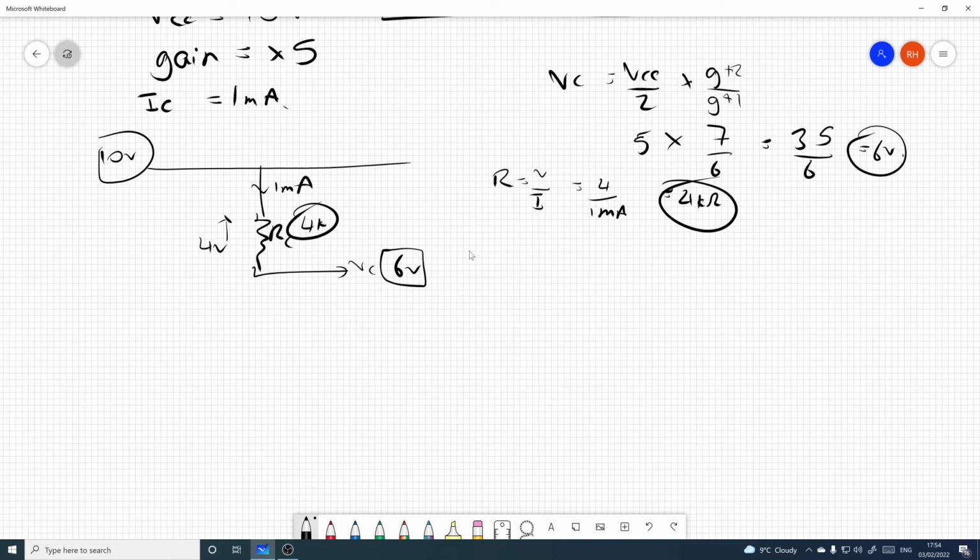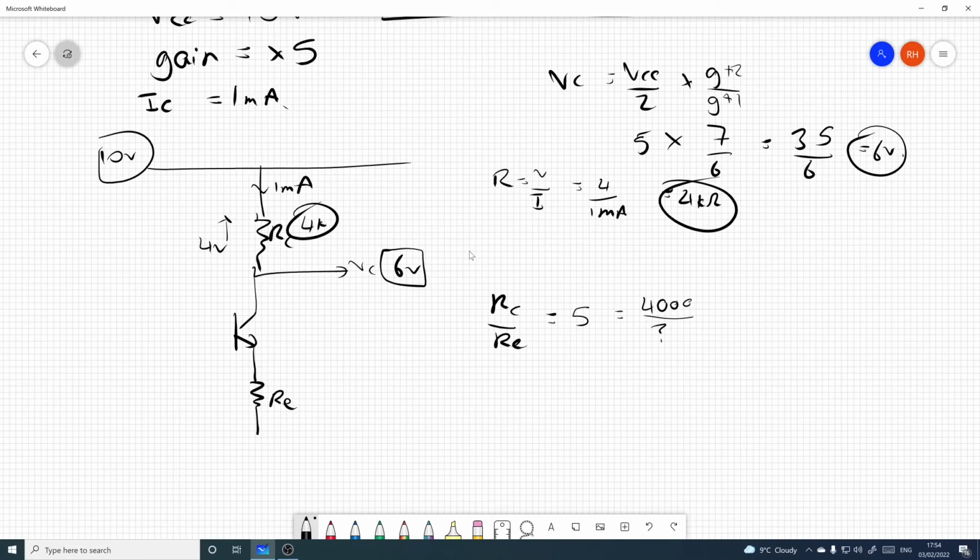Now let's trundle down through the circuit a bit and focus on the next part, RE. Now remember, RC over RE is the gain, which we want to be equal to 5, and that's 4,000, the value we've already got, over question mark, RE.